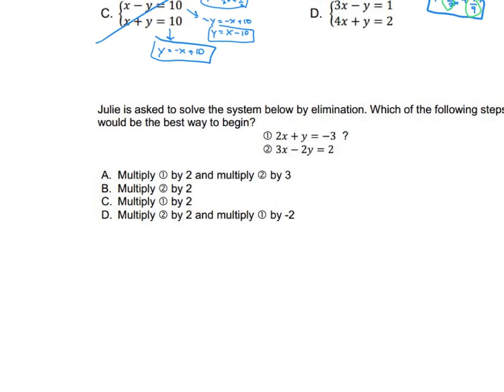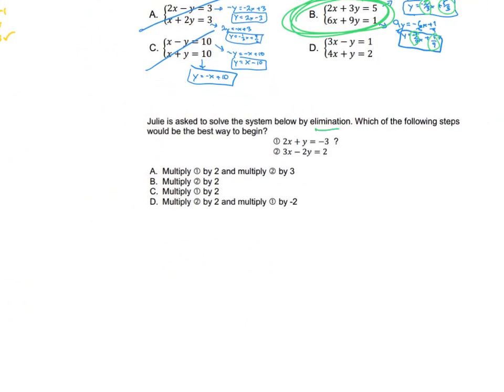All right, Julie is asked to solve the system by elimination. Which of the following steps would be the best way to begin? So multiply the first one by 2 and multiply the second one by 3. If I do that, it looks like what they would be trying to do is make the x's opposites of each other. The problem is you need to multiply one of those by a negative value. So that's not going to help.